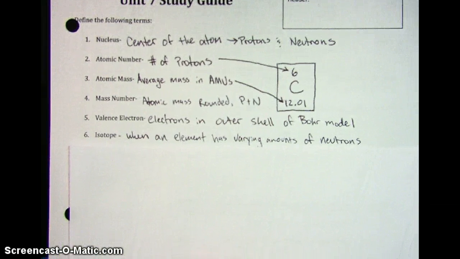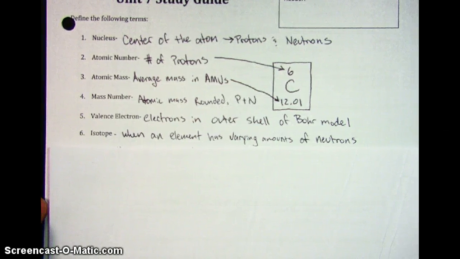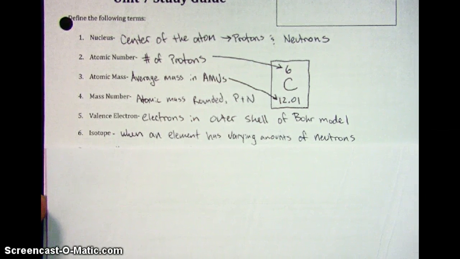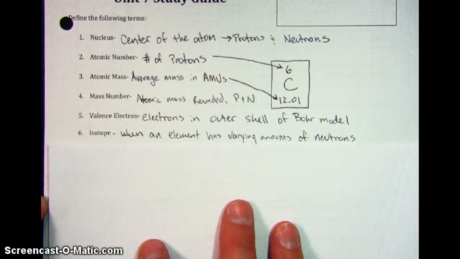Number 6, isotopes are when an element has varying amounts of neutrons. You can think of the word isotope as type. So you could say, like, what type of carbon do you have? Well, there are several different types or isotopes of carbon. You can have carbon 12, carbon 14, there are several others, and those each represent carbon, which has 6 protons, but varying amounts of neutrons.